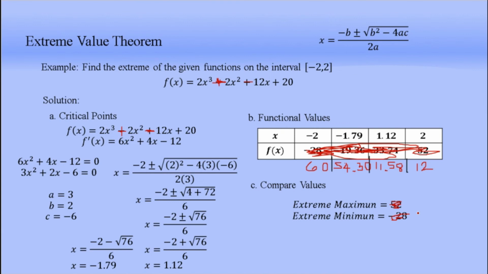And so the extreme maximum is 60, and the extreme minimum is 11.15. So that's it for the extreme value theorem. So next topic we have the implicit differentiation.